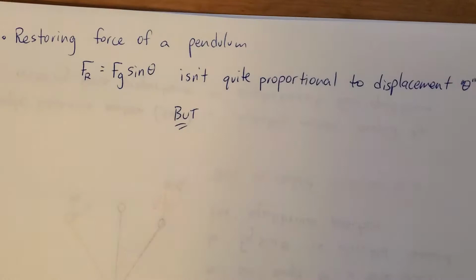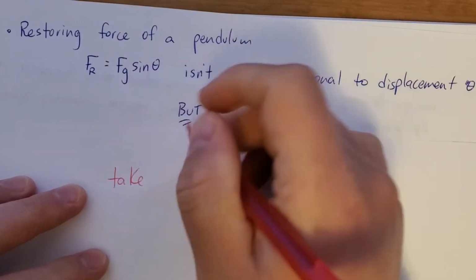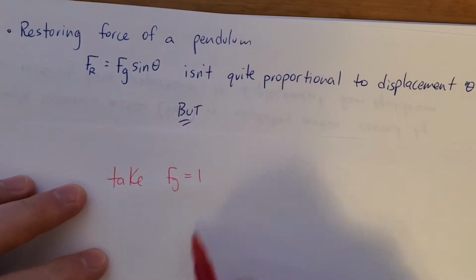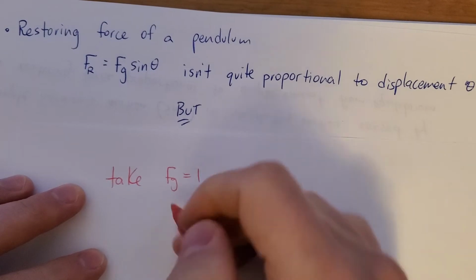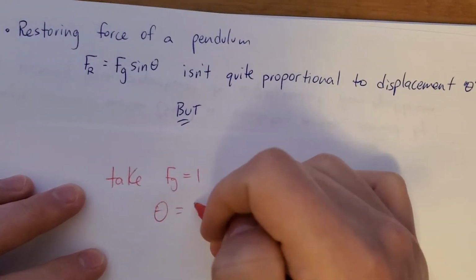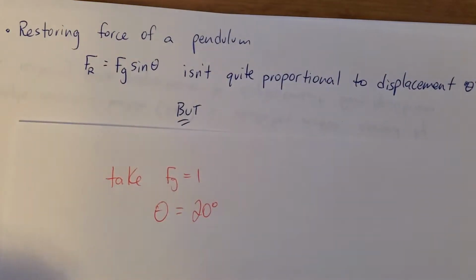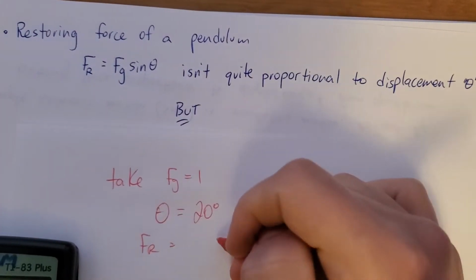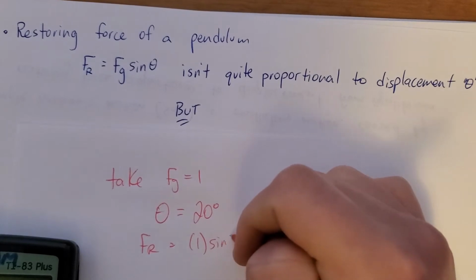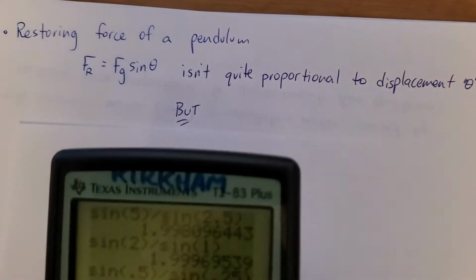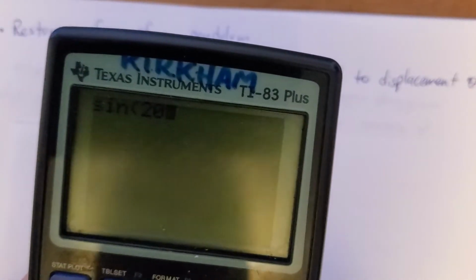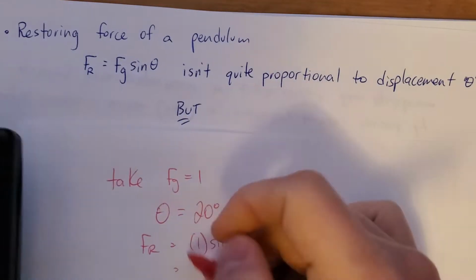So let me use scrap paper here. Let's take Fg to be just 1. I'm not going to do anything with Fg other than multiplying by 1. Let's say theta equals 20 degrees. That would make the restoring force equal 1 times sine 20. If I just do 1 times sine 20, I get 0.34.